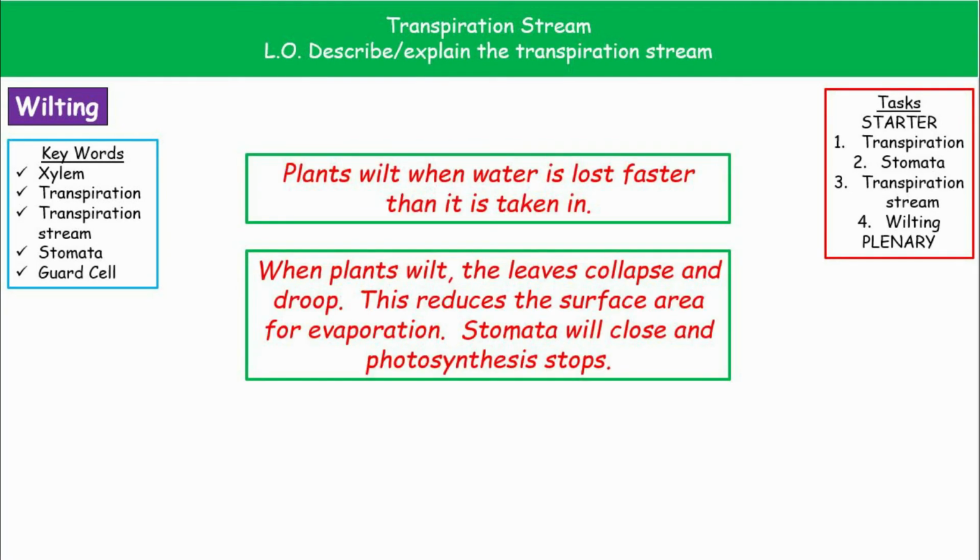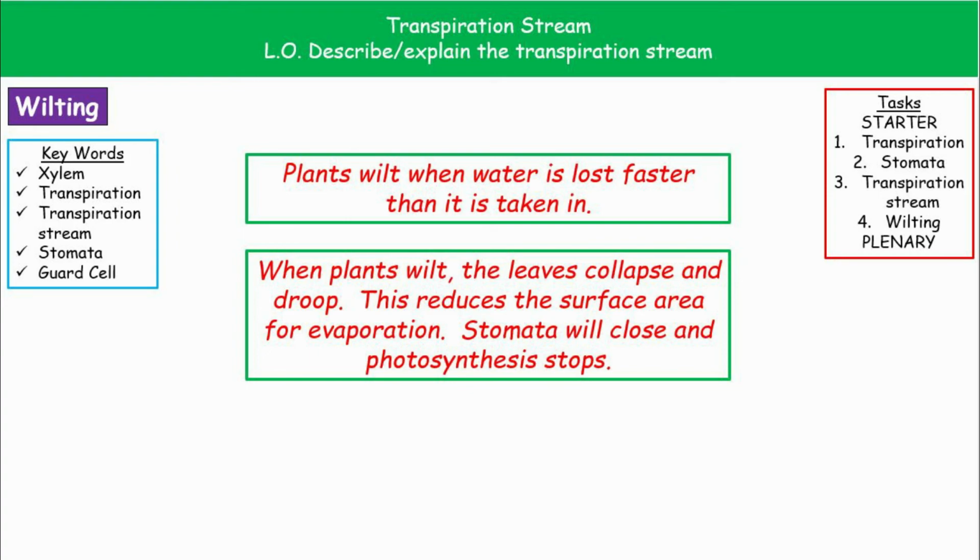So first one, the reason that plants wilt is because they're losing water at a faster rate than they're taking it in. I.e., you forget to water your plant for about a month and it's going to still lose water. So that's going to lead to a pretty sad looking plant. In terms of what happens when it wilts, then the leaves collapse and they start to droop. As the leaves are drooping, then it reduces the surface area available for evaporation.